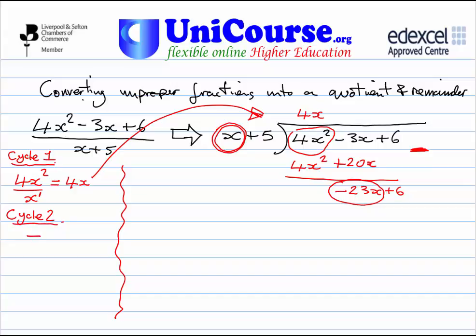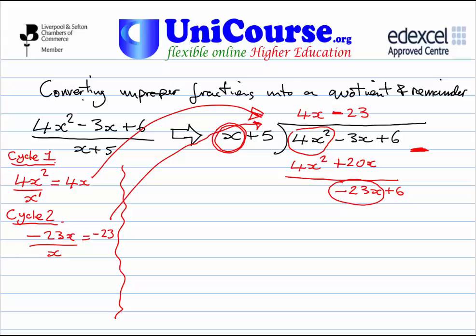Cycle 2 is determining minus 23x sitting over x. And of course the answer to that is minus 23. And where does the minus 23 go? Yeah, it goes over there in this partial answer sort of building area. Okay, so we have this minus 23 sitting there.